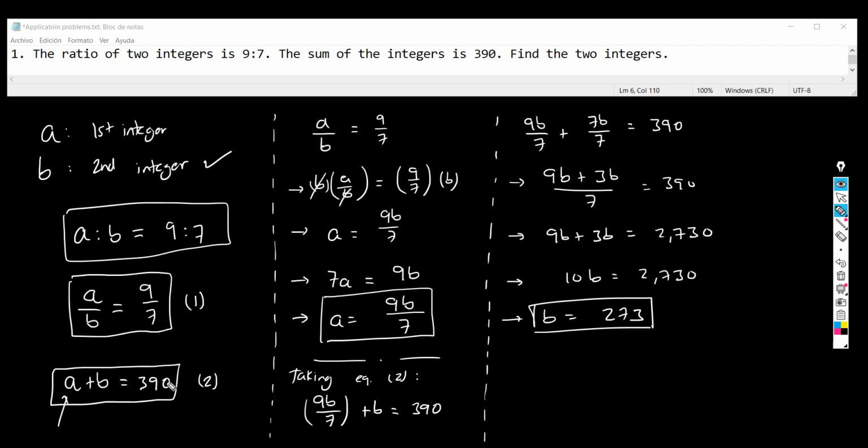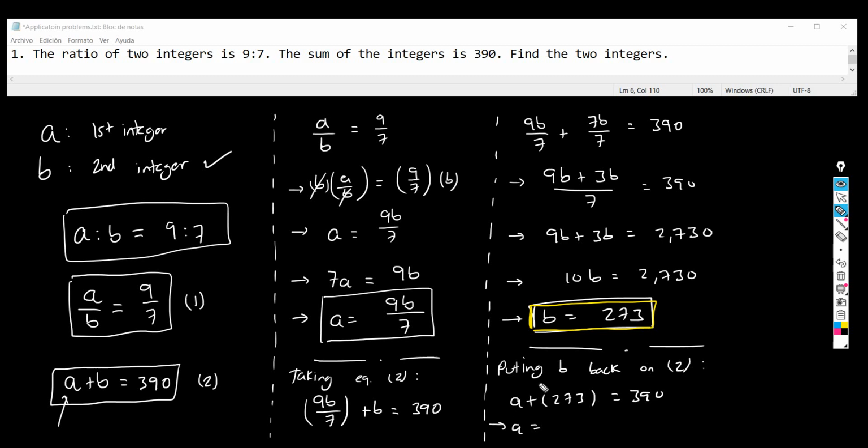And then how do I find the first integer? Well, I can use either of my original equations, either the first one or the second one, with this value that I just found. I already have b. So all you need to do next is plug it into either of these two equations so you can find a. So putting b back in equation 2, I'm going to get a plus 273 equals 390, and that's going to give me that a will be 117.